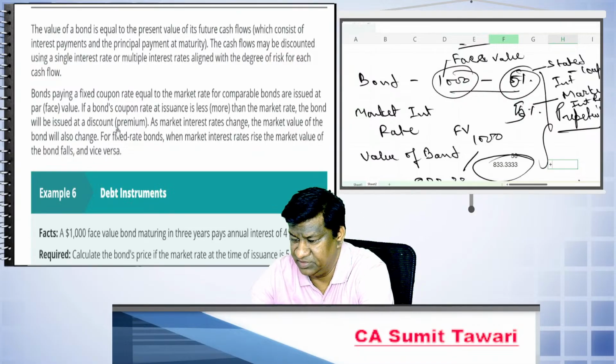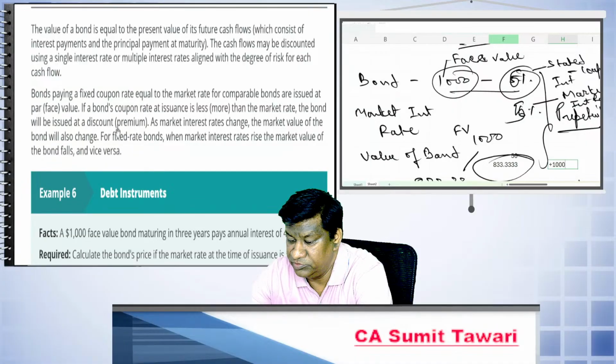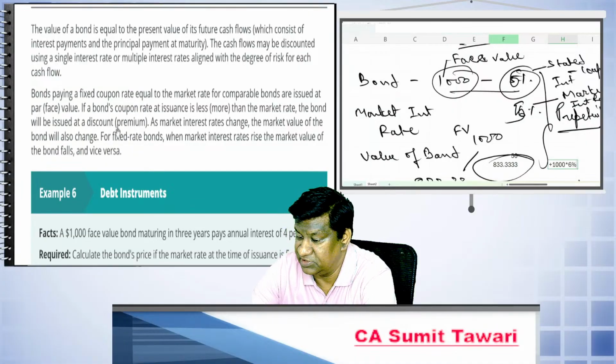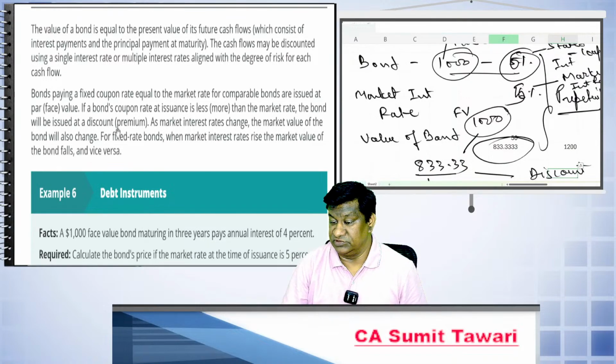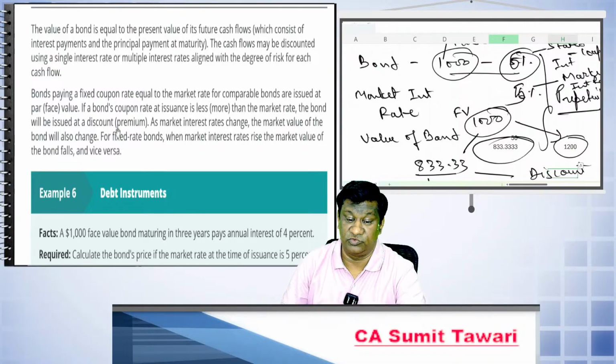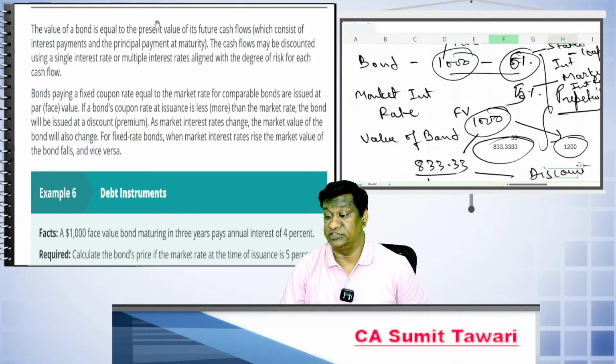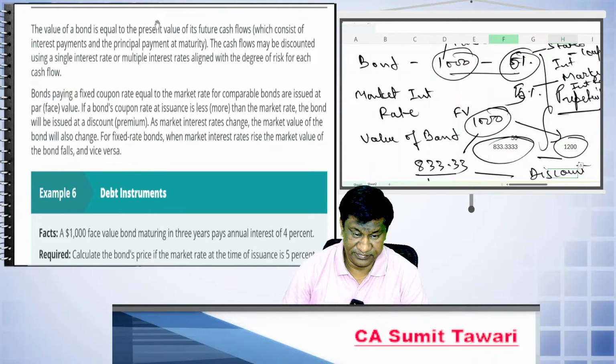Again, the same logic. 1000, how much interest am I going to pay at 6%? Okay, market expectation is 5%. What is the value? It is 1200. So face value is 1000. I am able to sell because the investor is ready to buy at 1200. Why? Because he is getting more interest than the market. Okay, so I am selling at 1200. So whether I am selling at a discount or premium?